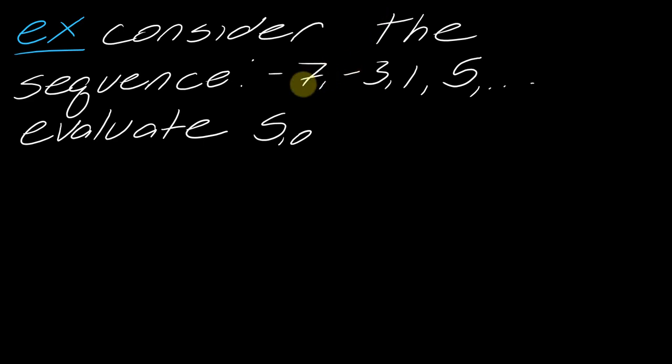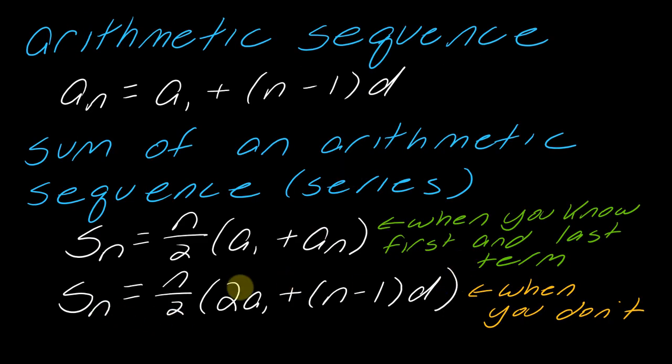Okay, so I want to consider this sequence here. -7, -3, 1, 5, and notice this is an infinite sequence because we've got the dot, dot, dot. I want to evaluate s sub 10, which means that I want to evaluate summing up the first 10 terms of this sequence. Now, instead of taking the time to figure out what are all 10 terms of this sequence, I can instead just use a formula. So notice I don't know the last term of this sequence. Since I don't know the last term, it's an infinite sequence, I instead just want to sum the first 10 terms. So this is the formula that I'm going to want to use.